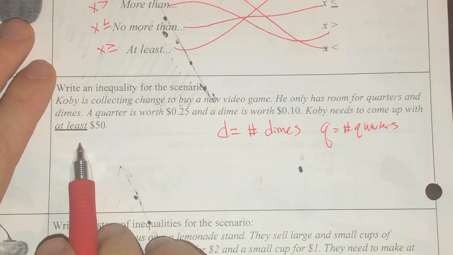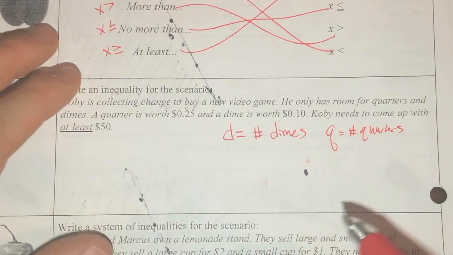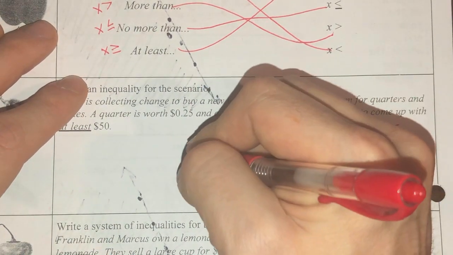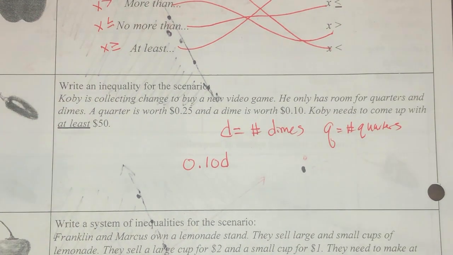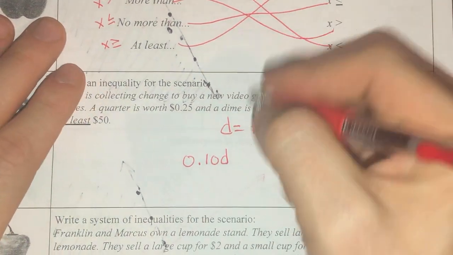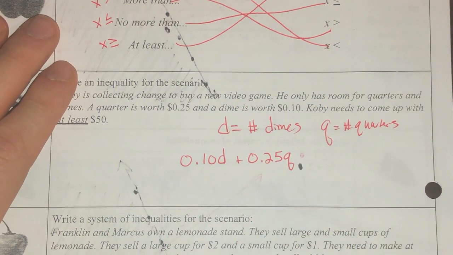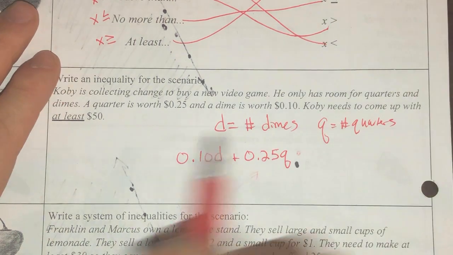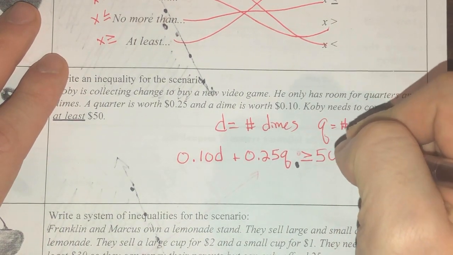Okay, so I need at least $50. How much is a dime worth? A dime is worth 10 cents. So I take 0.1 times the number of dimes, right? So if I have 10 dimes, that'd be $1. If I have 2 dimes, that'd be 20 cents, etc. And I'm going to add that to what the quarters are worth, 25 cents per quarter, at least $50.